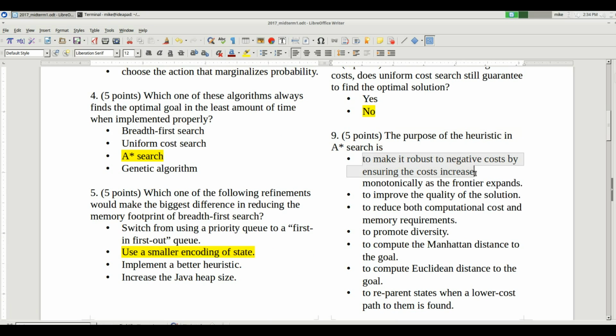Okay, is the purpose to make it robust to negative costs? Nope. Is it to improve the quality of the solution?